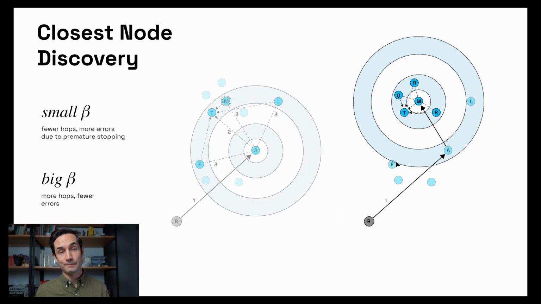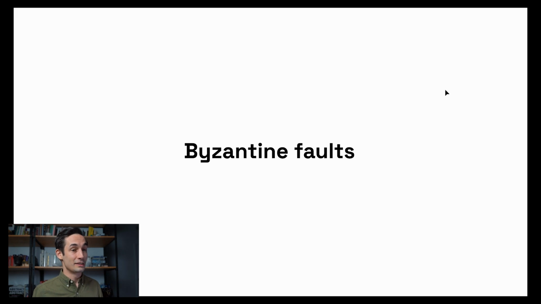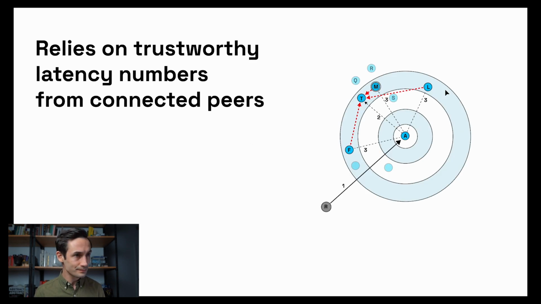So you ready for the bad news? I'll put up the slide that says Byzantine faults on it, and we can see how this kind of limits its effectiveness when used in the wild with peer-to-peer systems. Basically, for this technique to work, you need to be able to trust the latency numbers that other nodes are giving you. And there's very little that will stop them from being able to lie about it.